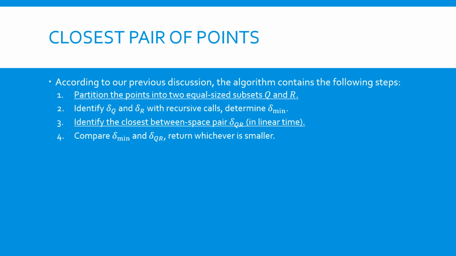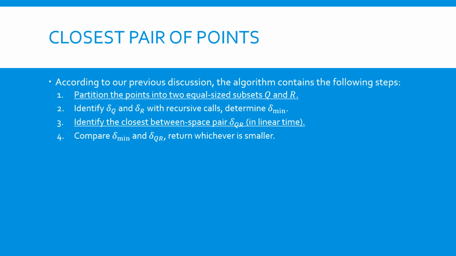Let's continue to outline the details. We can summarize the algorithm into 4 steps. First, we need to partition the input into 2 subsets, Q and R, such that each of them contains half of the input points.